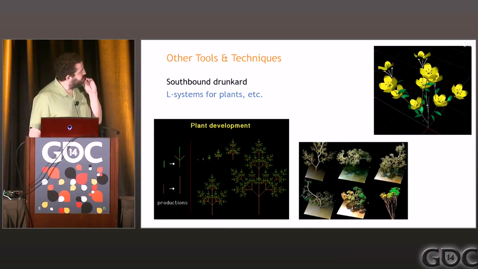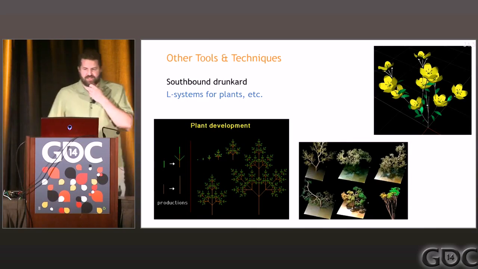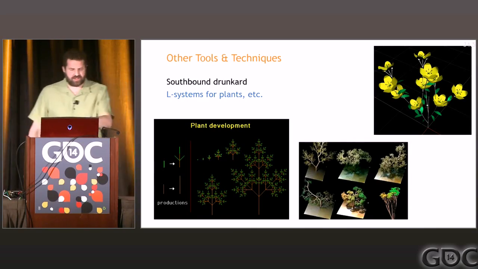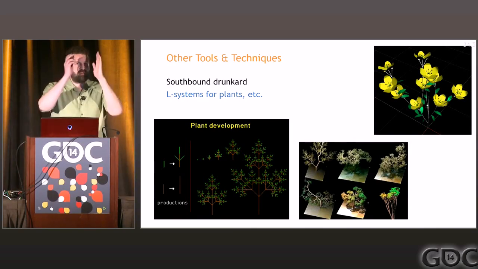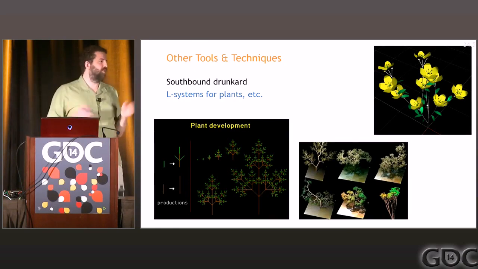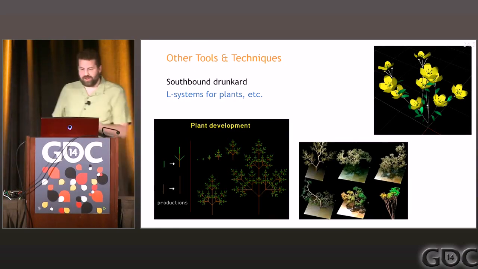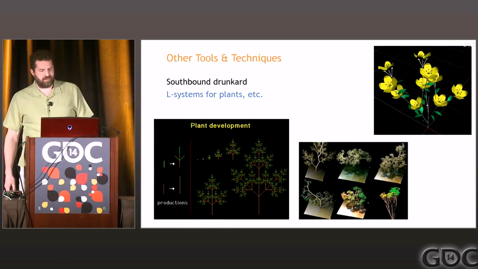If you're interested in plants, you should look into L systems, which are interesting. This diagram on the left shows you just start with a tree and start branching, and then you have randomness you can apply to how and when you branch. And it can produce some really nice, interesting results like these on the right.